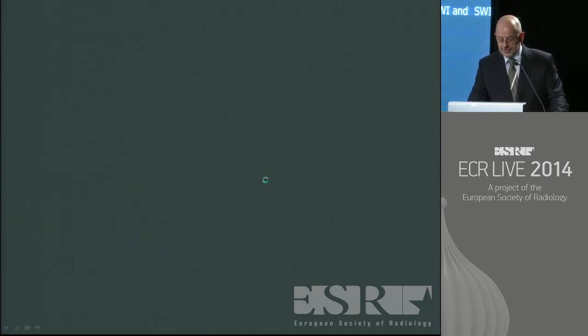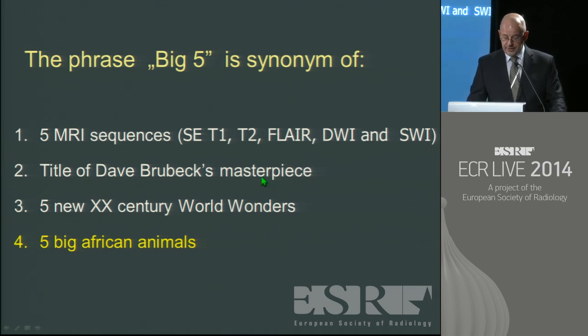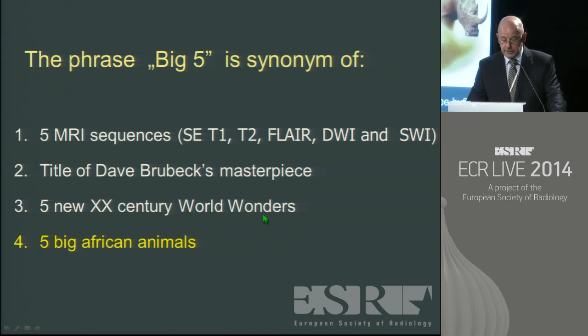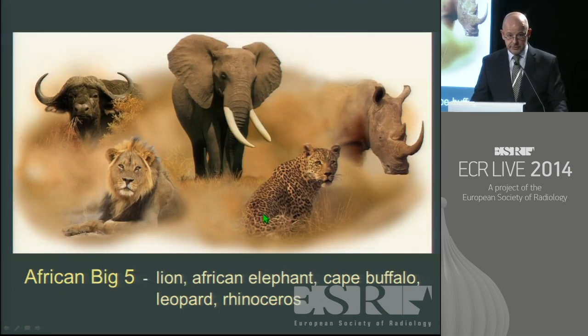Well, yes, you are right. Those who said 5 big African animals, 5 MRI sequences, and not Big Five. Big Five, you can use this name only for the big African animals. Title of Dave Brubeck's masterpiece was not Big Five, but Take Five. For the people who are interested in jazz, there are 7 new 20th century world wonders, not 5. And of course, African Big Five is the dream of every hunter or photo hunter. It's the lion, African elephant, Cape buffalo, leopard, and rhino.